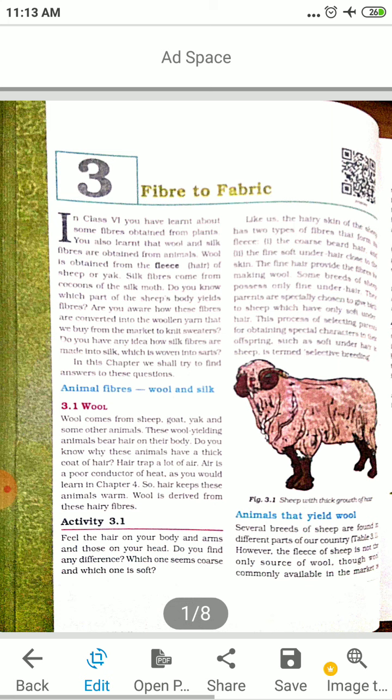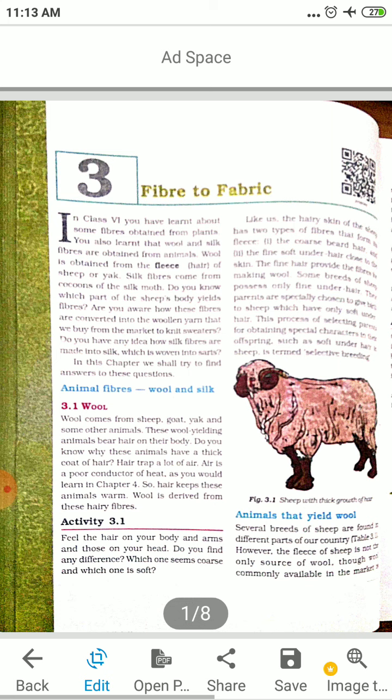Air is a poor conductor of heat, as you would have learned. So, hair keeps the body warm. And wool is derived from the hairy fiber. Derived means got. Activity. Feel the hair on your body and arms and those on your head. So, just feel it. Do you find any difference? Yes, there is a difference in the texture. Which one seems coarse and which one is soft?